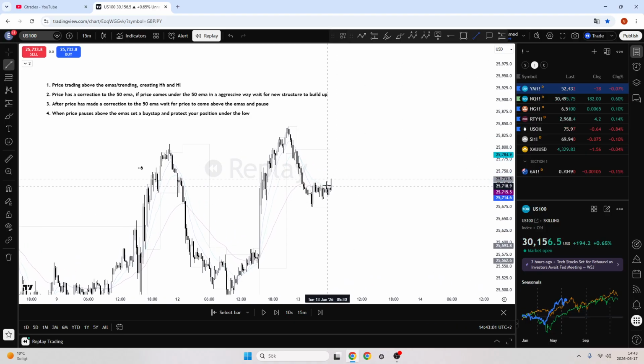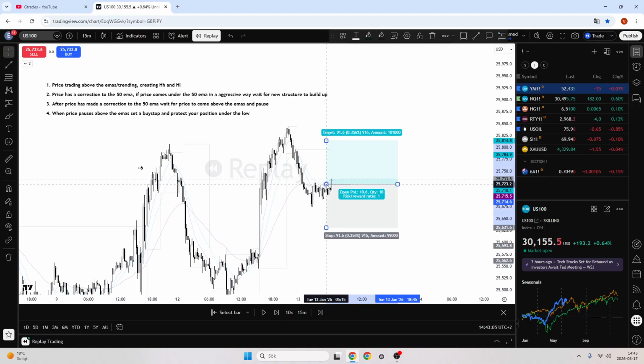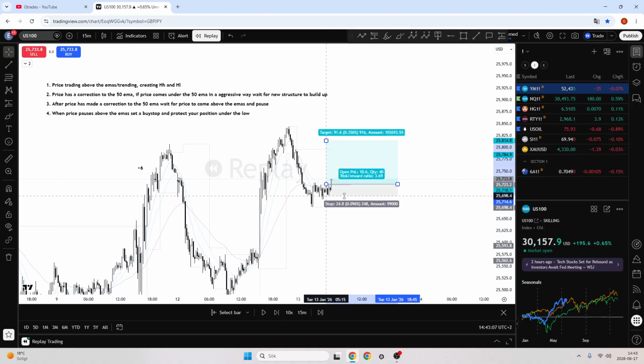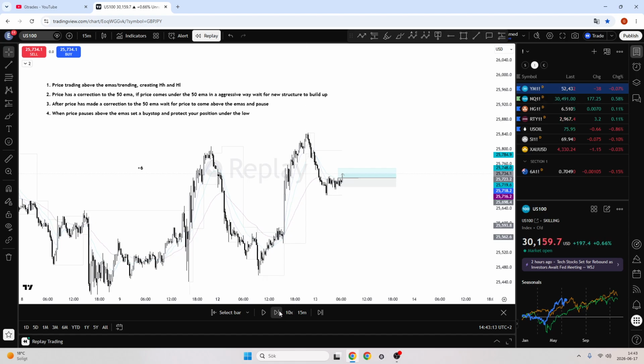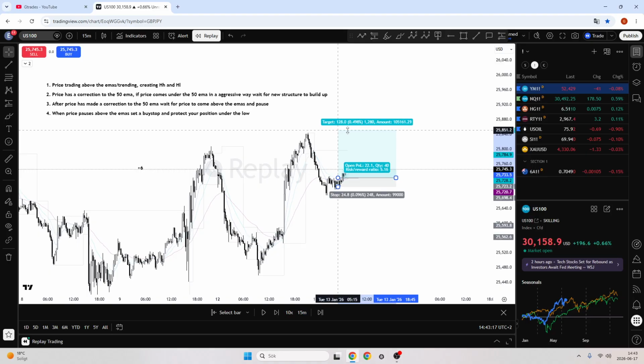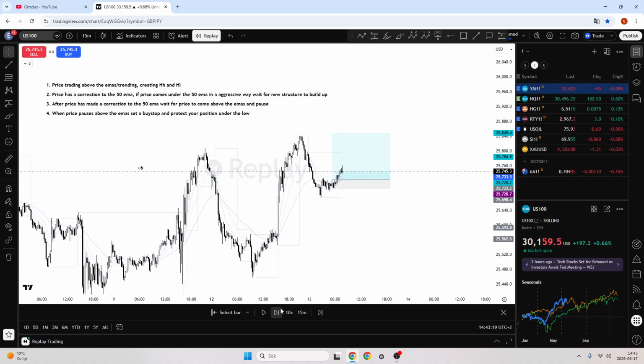So we kind of come above the EMAs right here. So I would simply just throw the buy stop right there. Wait for our 1-to-1. 1-to-1 is reached, break even. No risk on the table.